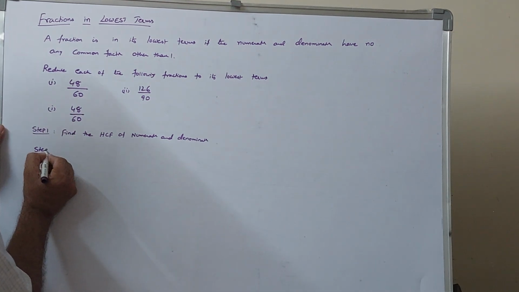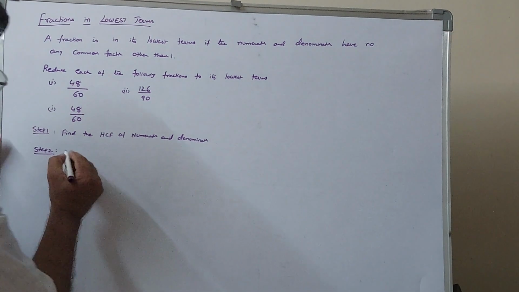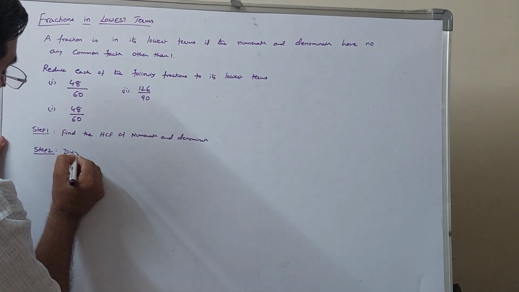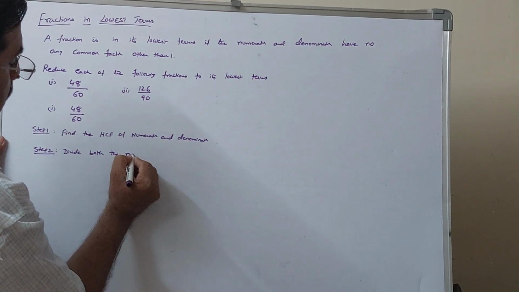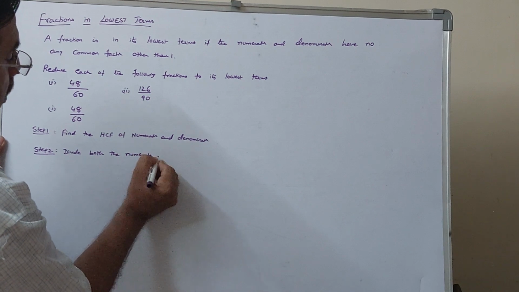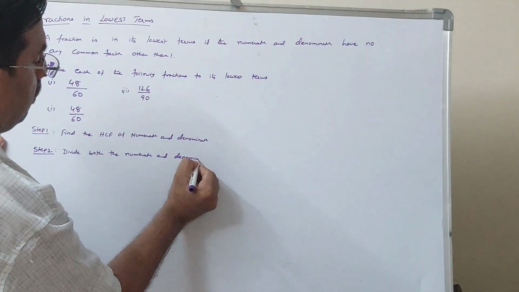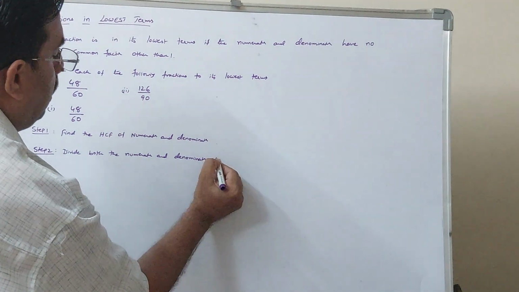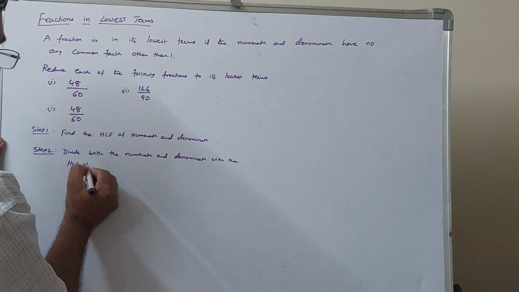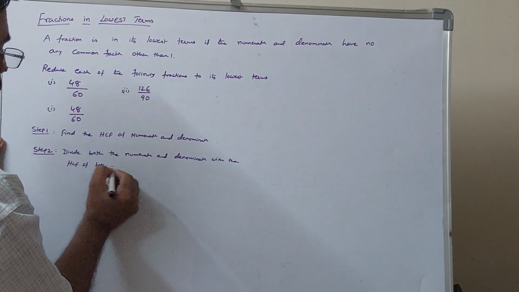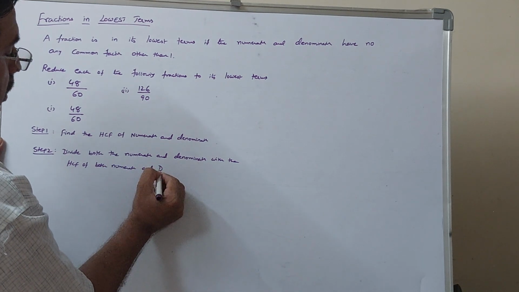Second step is, divide both the numerator and denominator with the HCF of both numerator and denominator.